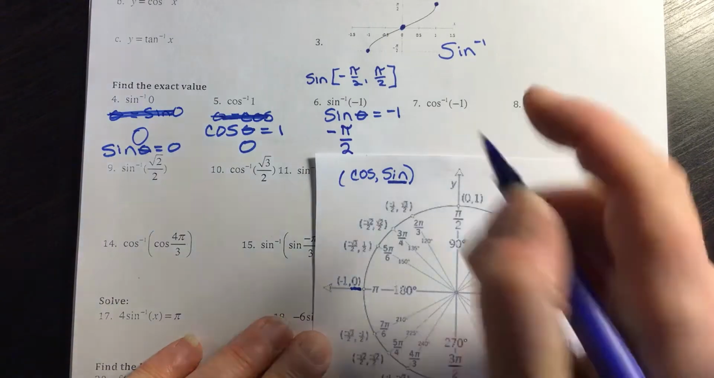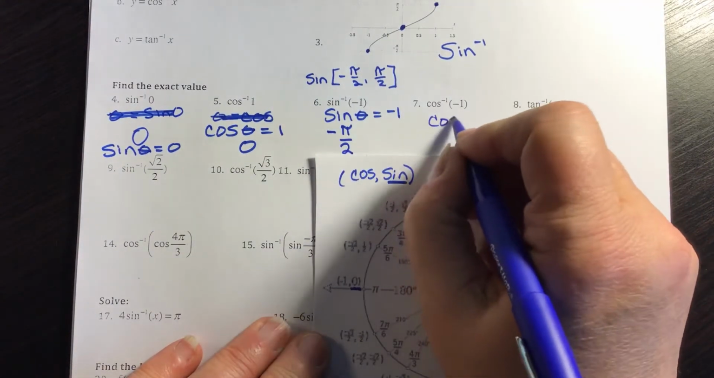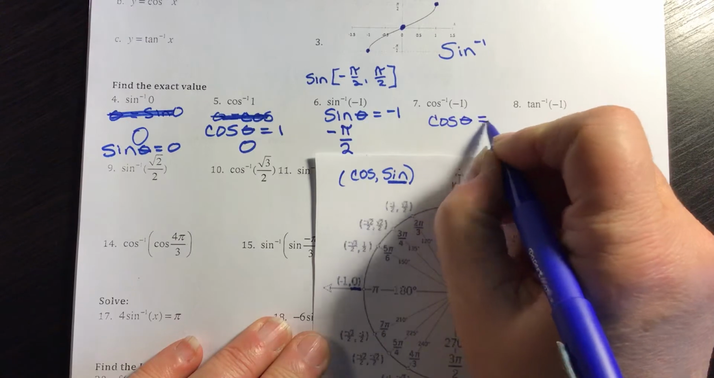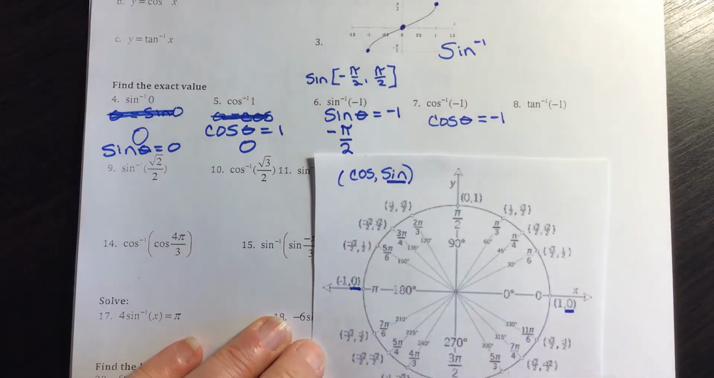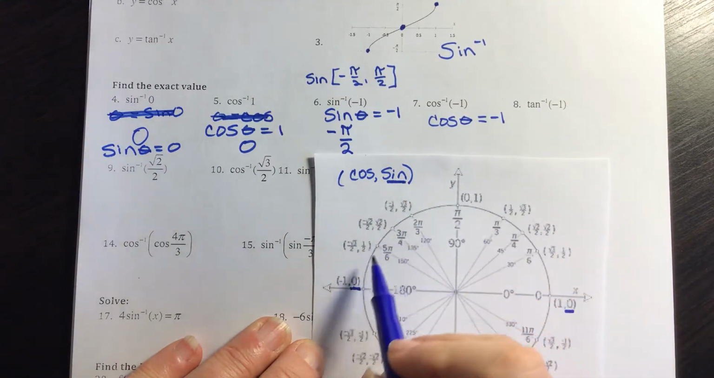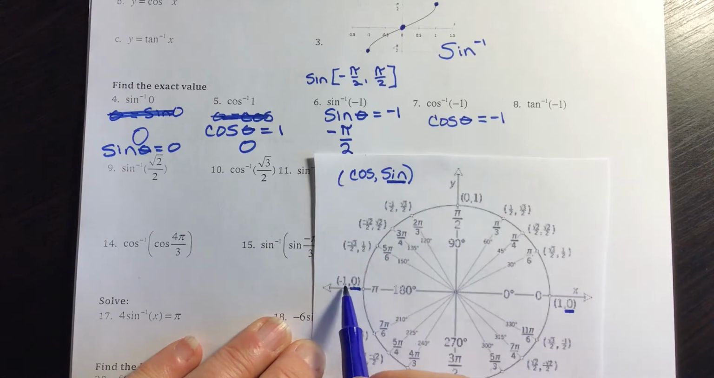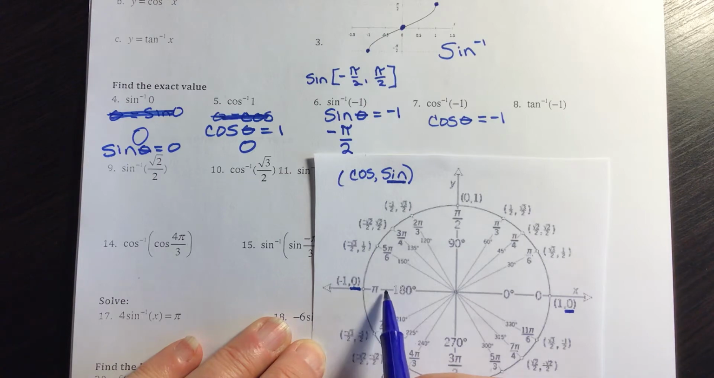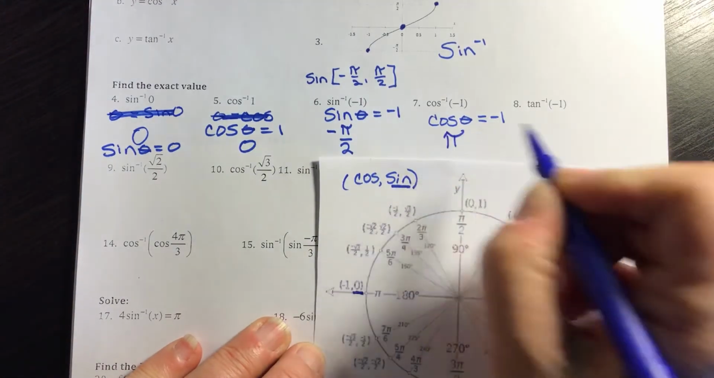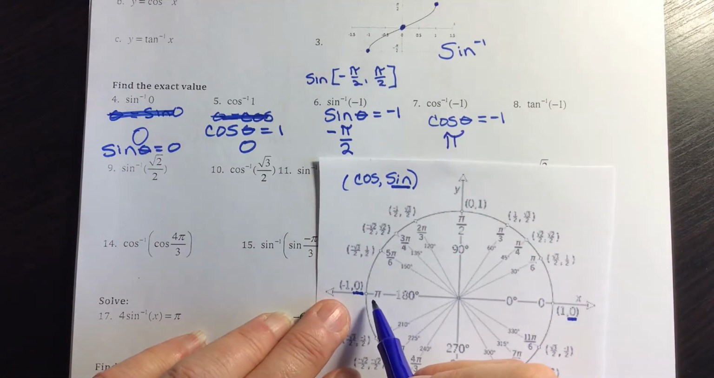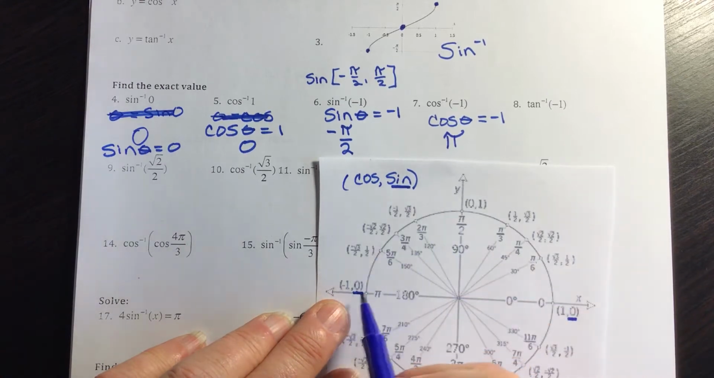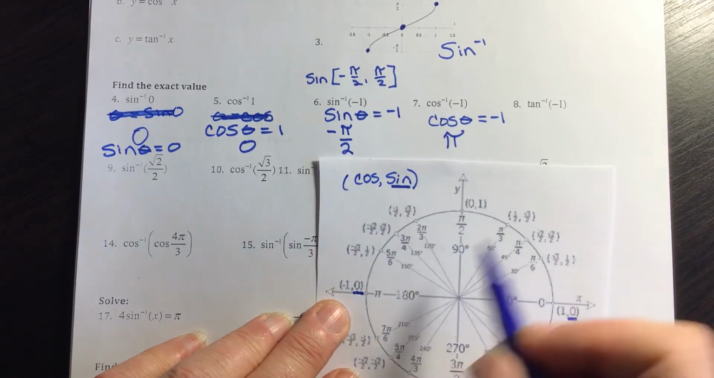Number 7, I want to know cosine of what angle is negative 1. Cosine is the first one, and negative 1 here is in the first position, so this is pi. Remember, the domain for cosine is from 0 to pi, so this works.